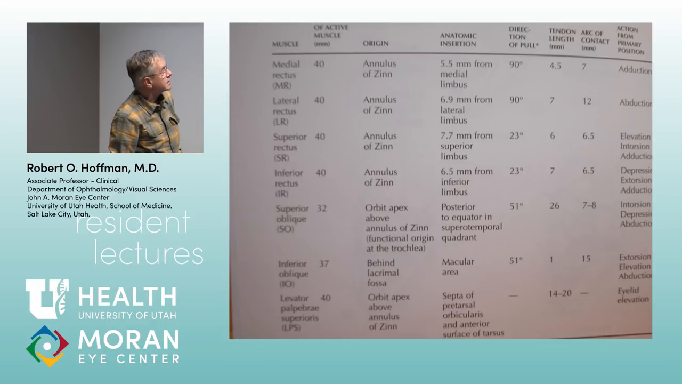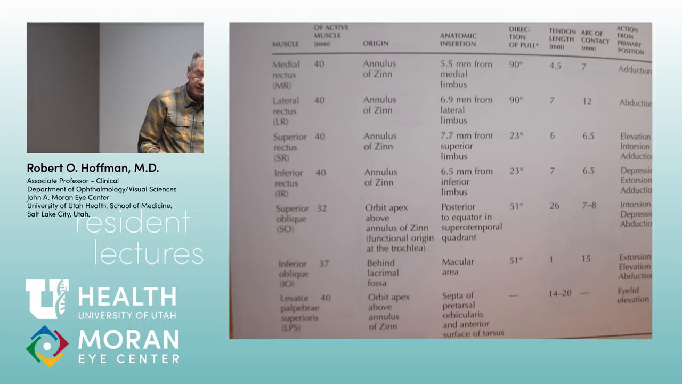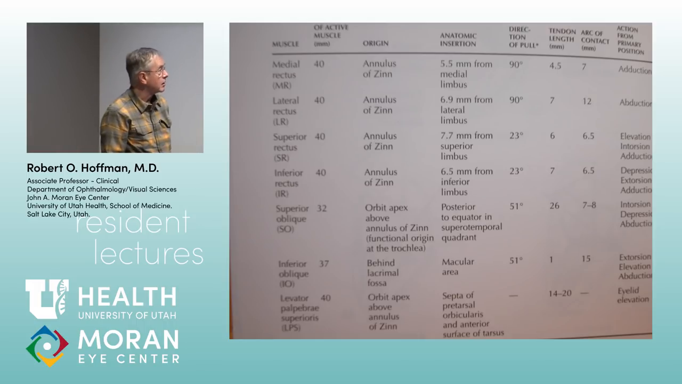And another common question might be, which muscle has the longest tendon? That would be superior oblique. Which one has the shortest tendon? Inferior oblique, usually no tendon at all. And which ones originate from the annulus of Zinn? This table is taken right out of the home study course book, and I think it is useful.